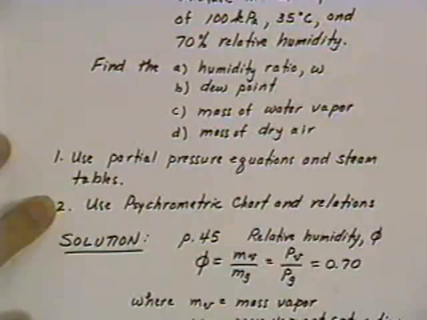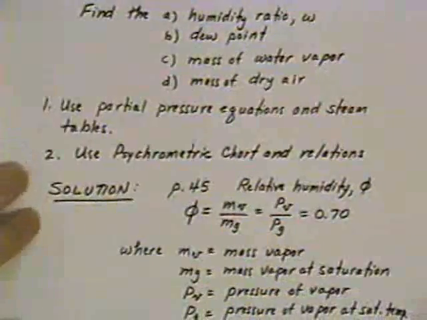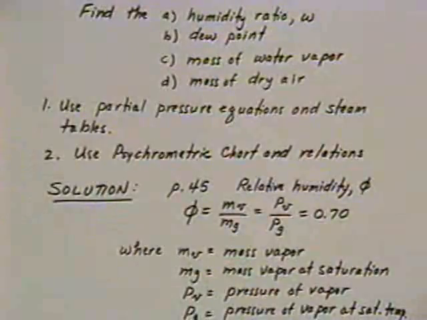However, if you don't have atmospheric pressure conditions, if you're not very close to atmospheric pressure, you can't use the psych chart, and you'd be forced to go in and use the partial pressures and the steam tables in order to solve the problem. Okay, so we're going after the four things here: humidity ratio, omega, the dew point, the mass of water vapor, and the mass of dry air.